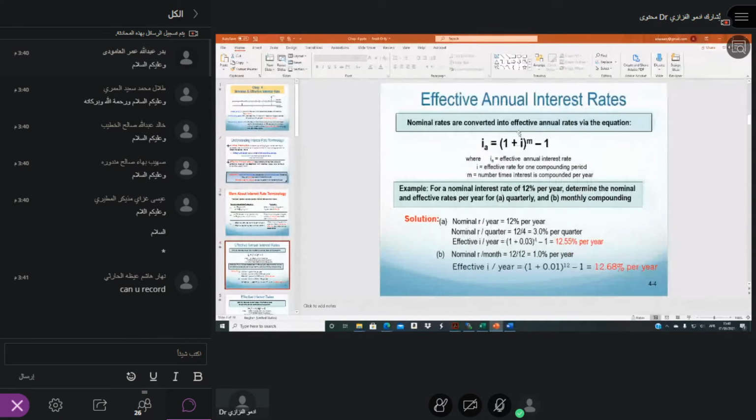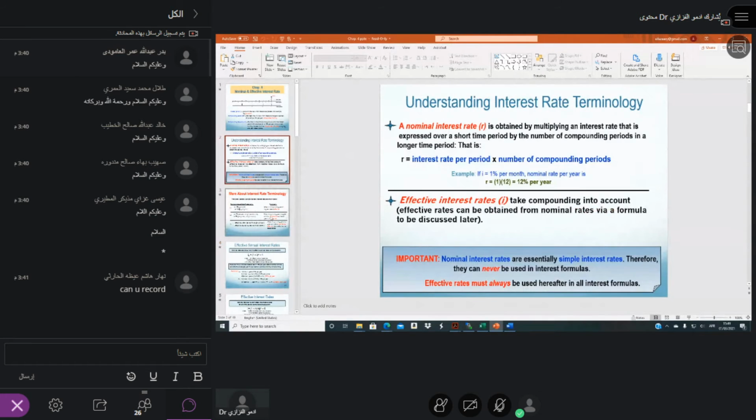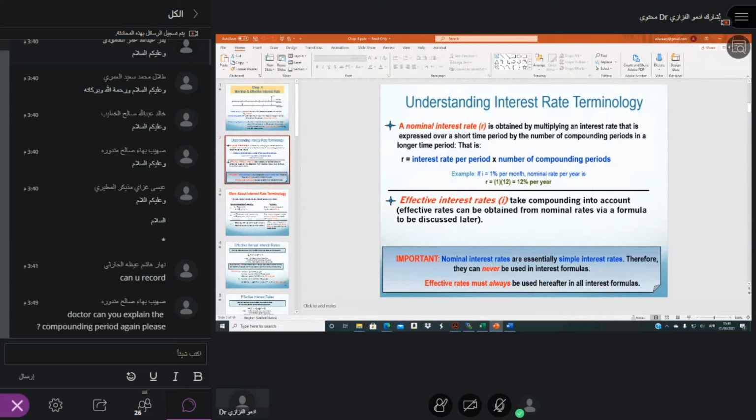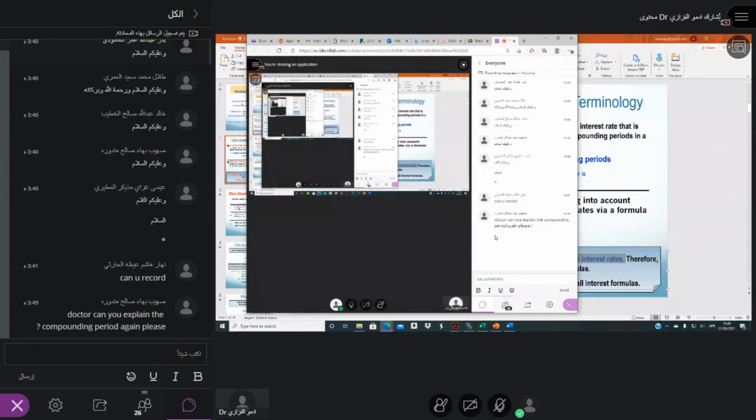So for example, we will look at the formulas here. If you are given a nominal interest rate, you just plug it in here and calculate the effective interest rate. So we'll look at it. Nominal interest rates are essentially simple interest rates. They are almost similar, because simple interest is just the interest you take annually. Maybe they will say you just take one interest rate in a year, so they are almost the same. It's just like you are talking about the same thing.